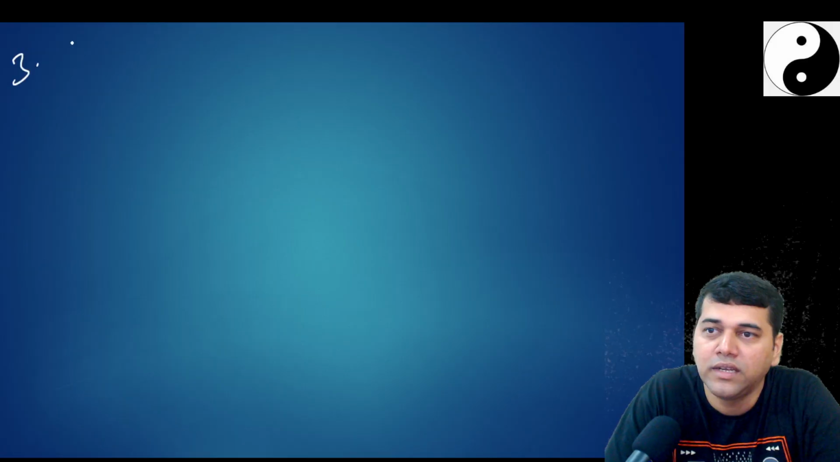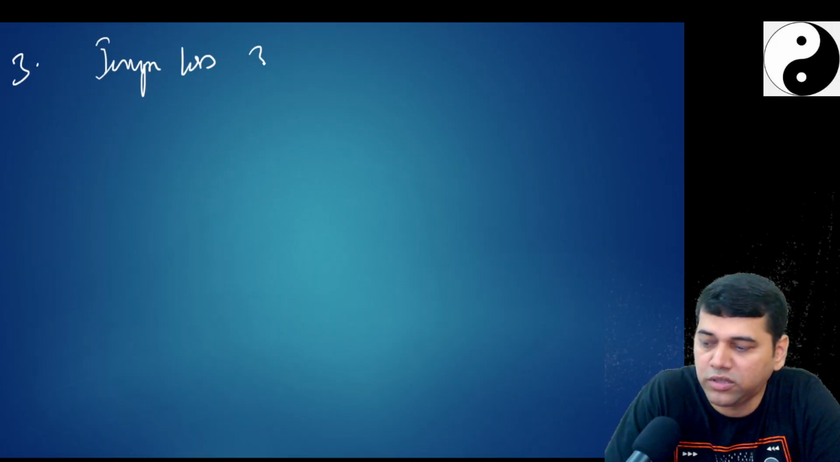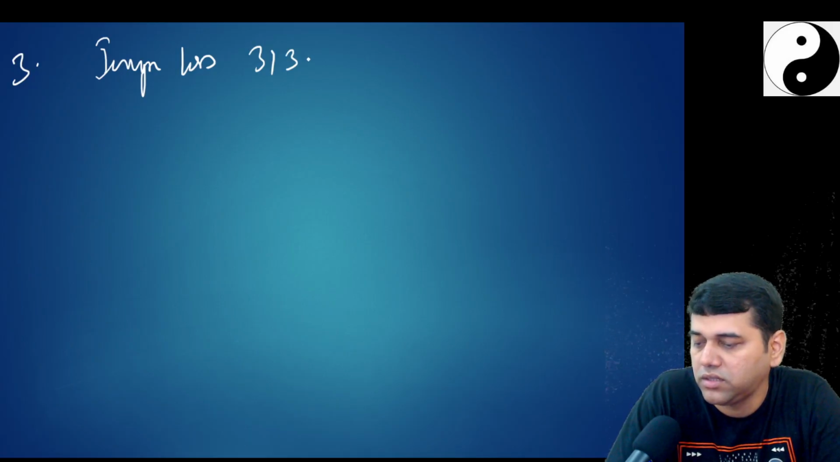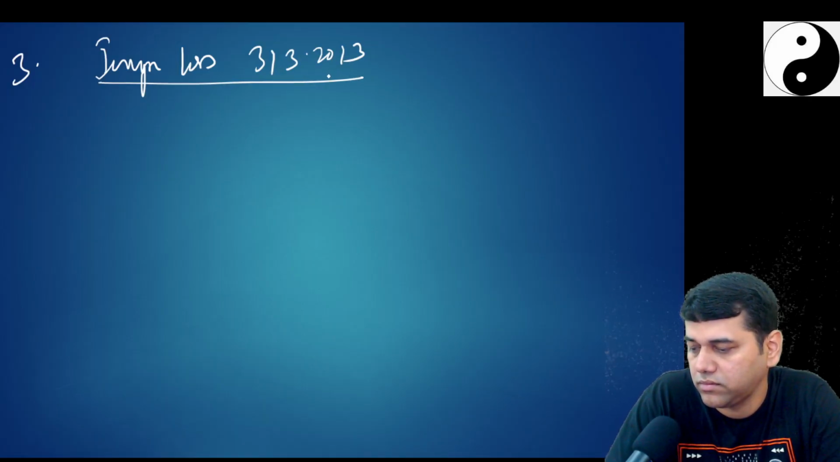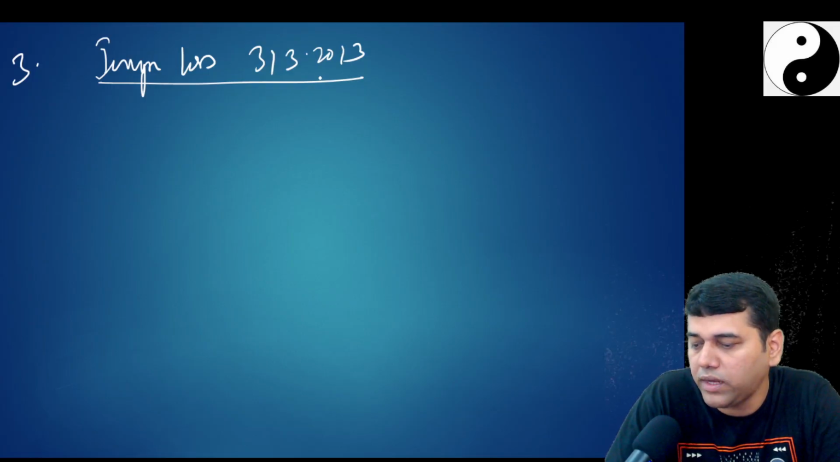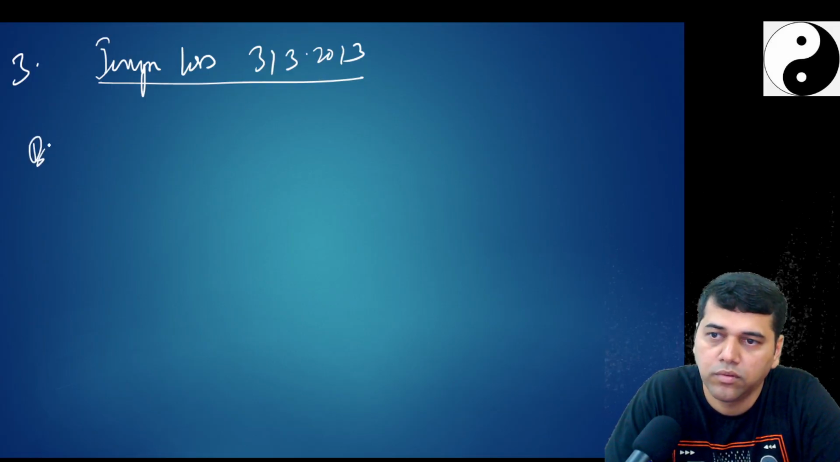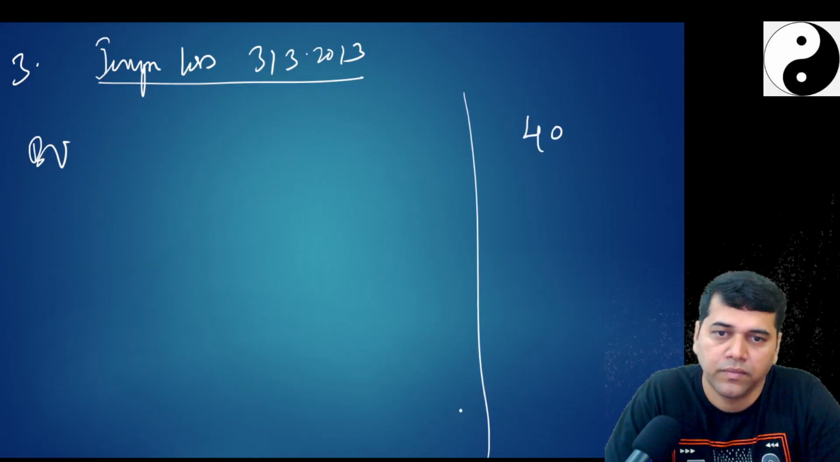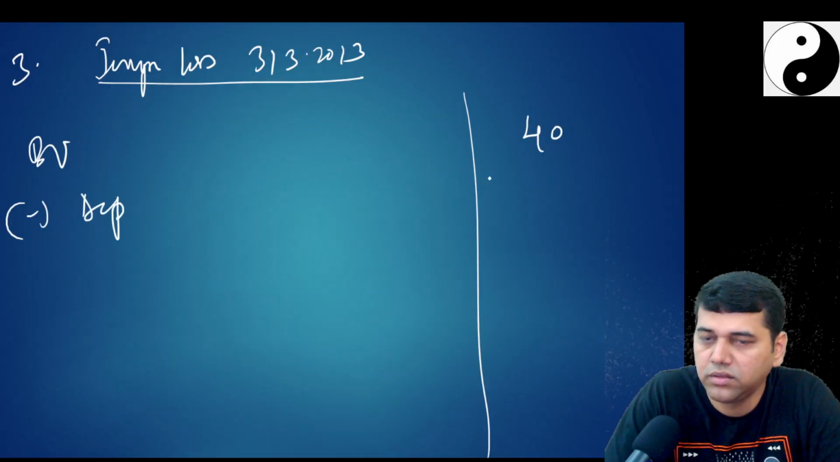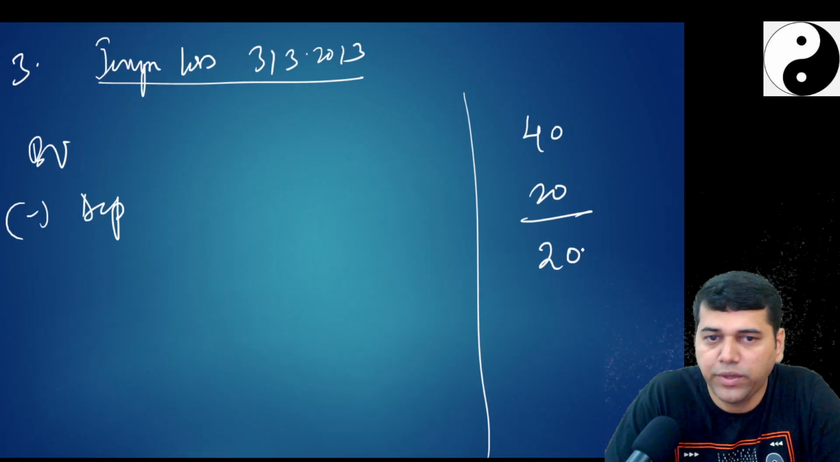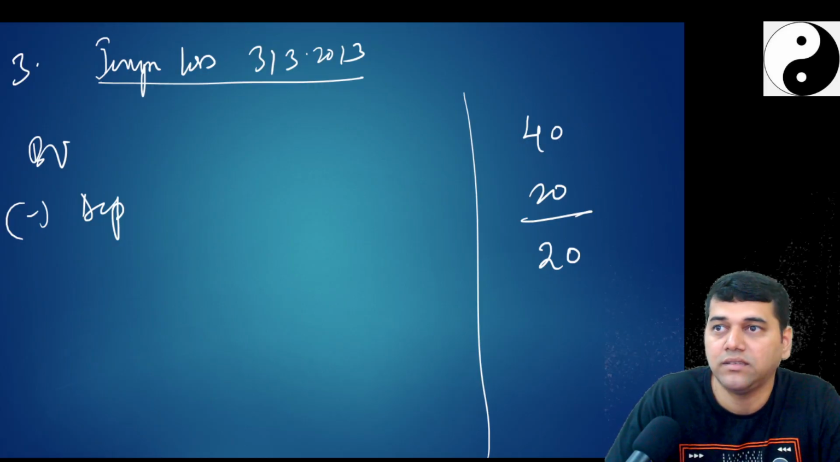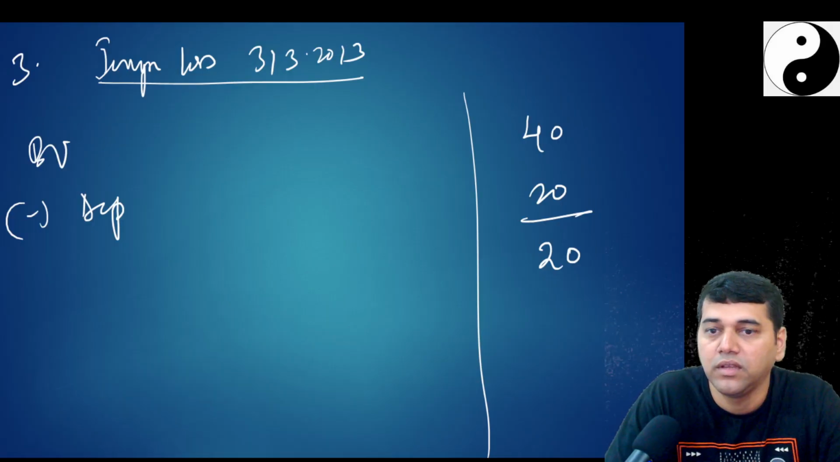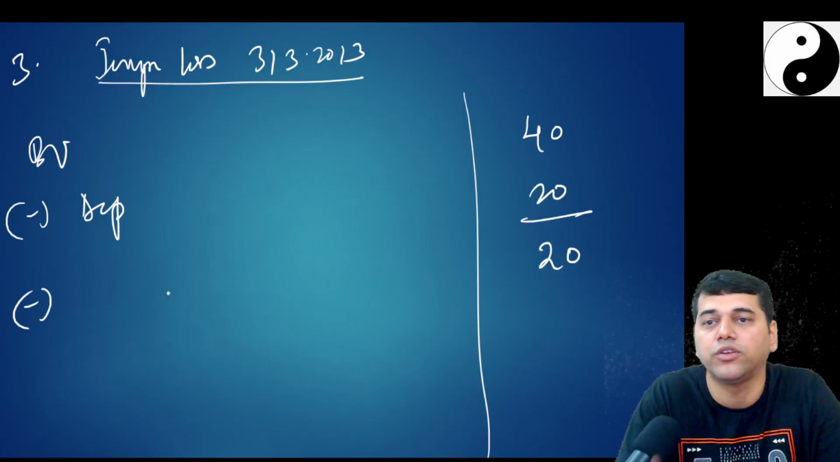And the third one, impairment loss on 31st March 2013. Now, what is your book value? 40. Less, what is your depreciation? 20, because only 2 years are left. Now you look at the recoverable amount. How much is the recoverable amount? 28. That means this is now subject to reversal.